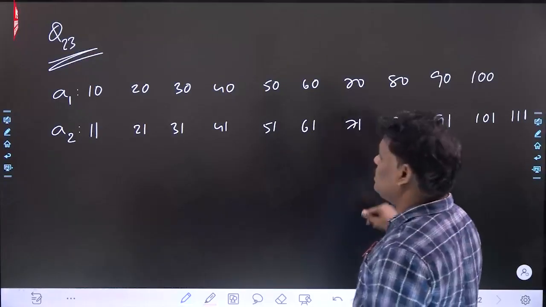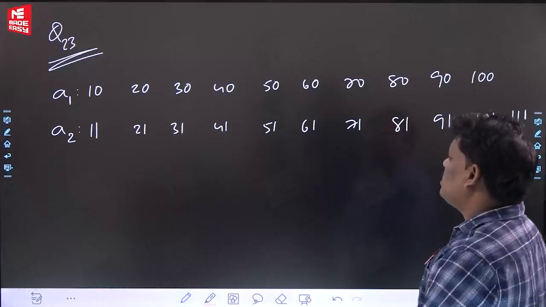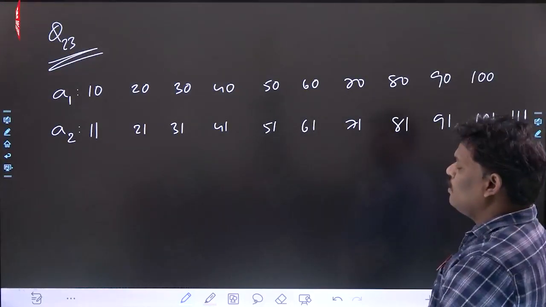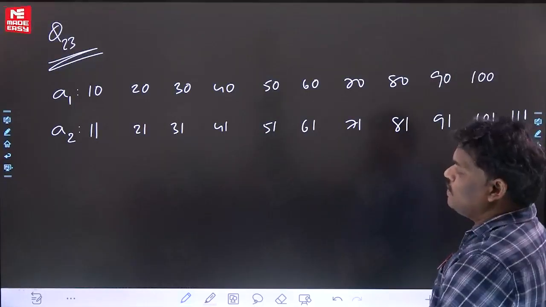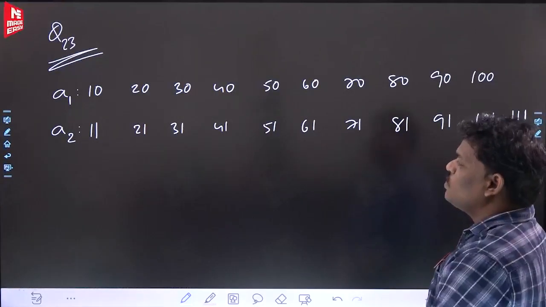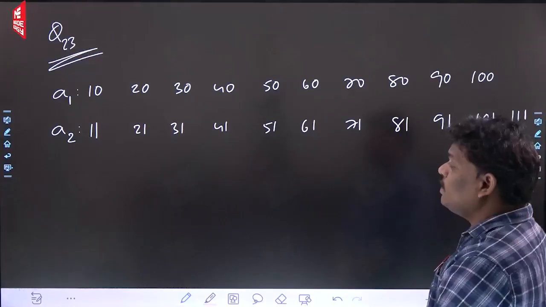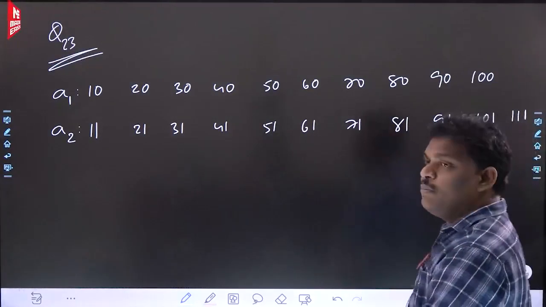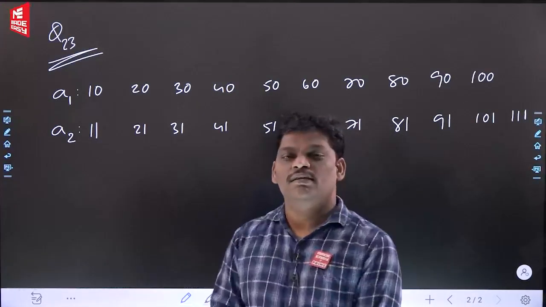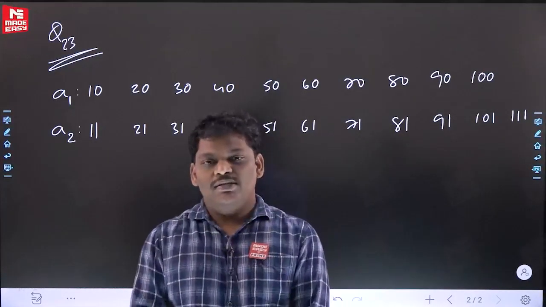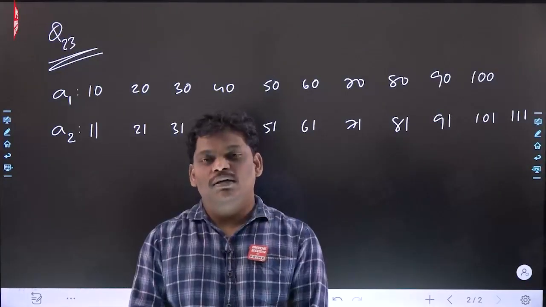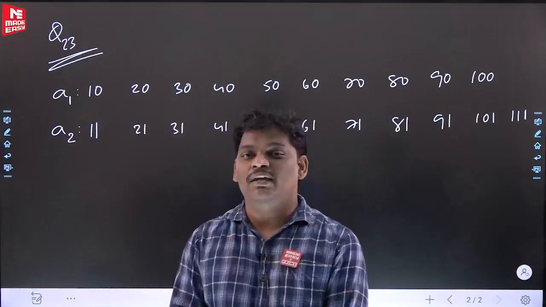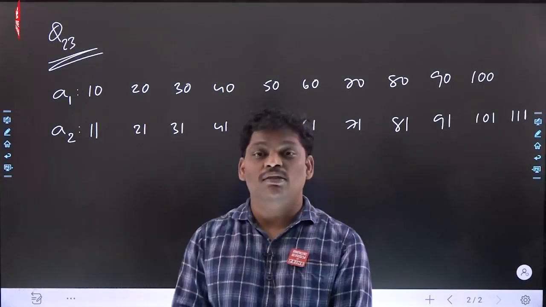See question number 23. What they are saying is, two sorted arrays are given, A1 and A2. If you do the union of that, you will get one union sorted array. In that union sorted array, to find out the median, how much time? I am repeating once again. Given two sorted arrays, if you find out the union sorted array, to find the median element, how much time will it take? That is what they are asking.